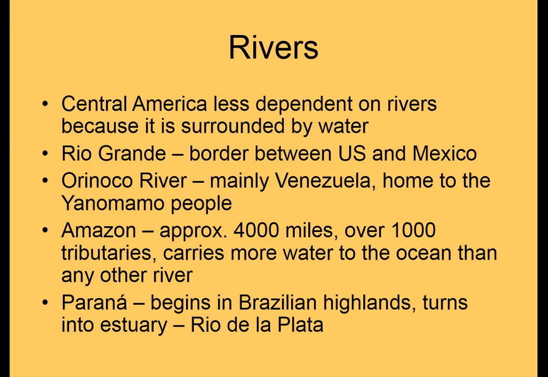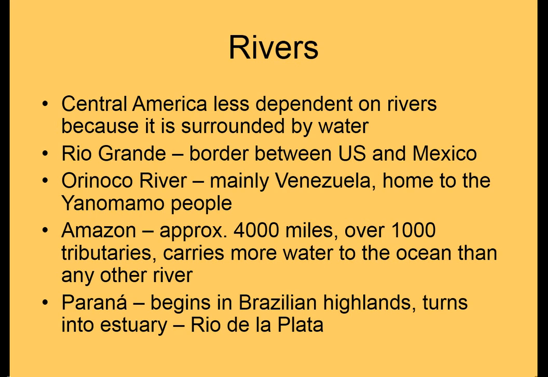The river systems, obviously the big river of South America and the world is the Amazon. Huge river, stretches 4,000 miles, runs west to east. Tons of tributaries that come from it, carrying tons of water into the Atlantic Ocean. Tons of wildlife, tons of species that some people may never even have heard of before. But a very important river to South America.